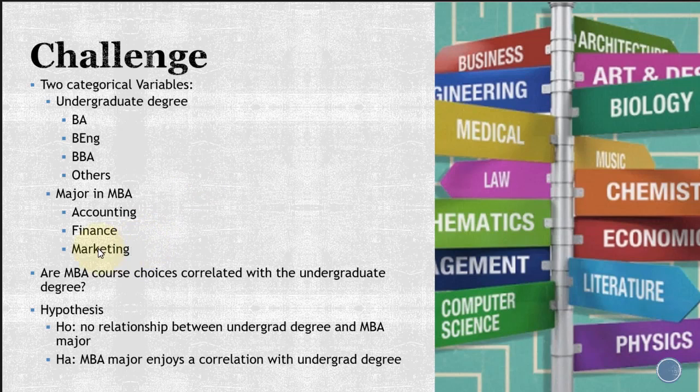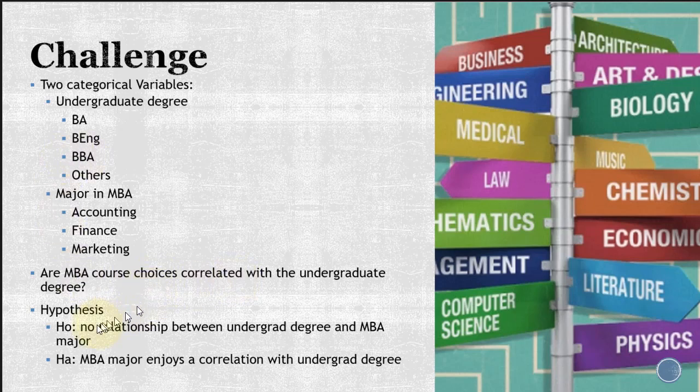Now, let's say we face a challenge in getting students enrolled into the courses, and we need to determine the right number of courses. And we also assume that the undergraduate degree they have taken in the past may have something to do with the choices they make in the MBA program. For example, some students who have a BA are more likely to take marketing, whereas those with an engineering bachelor's are more likely to take finance. And we don't know the answer to this question, but that is our question. Are MBA course choices correlated with the undergraduate degree of students?